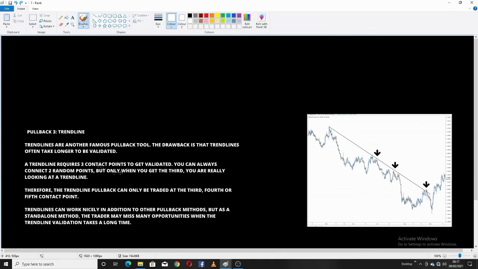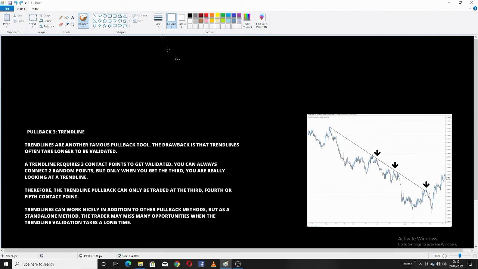Trend line requires 3 contact points to get validated. You can always connect 2 random points, but only when you get the third point can you really look for a trade. You are really looking at the trend line. Therefore, a trend line pullback can only be traded at the third or fourth touch.